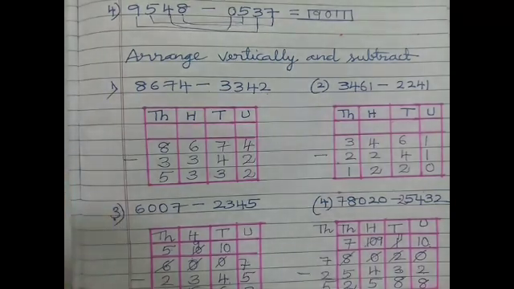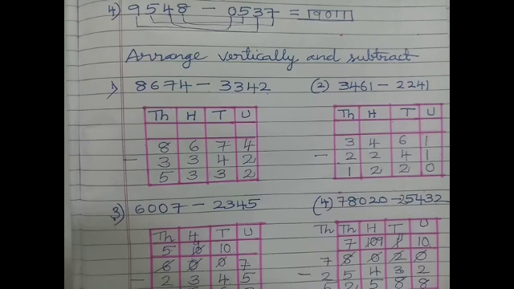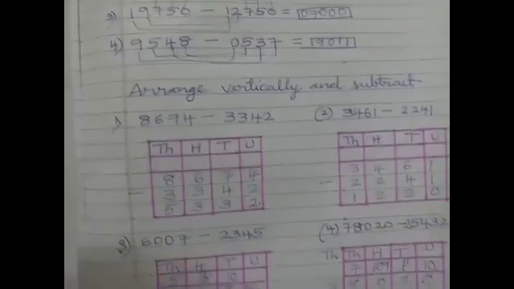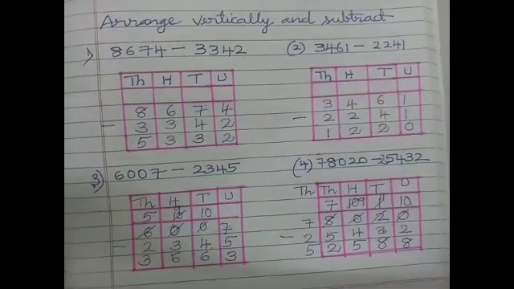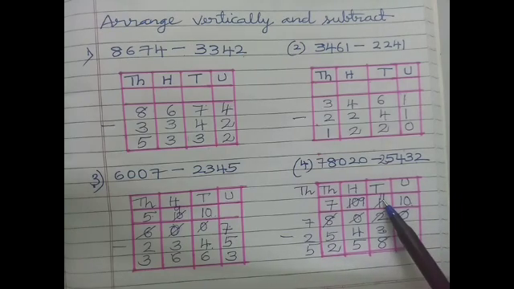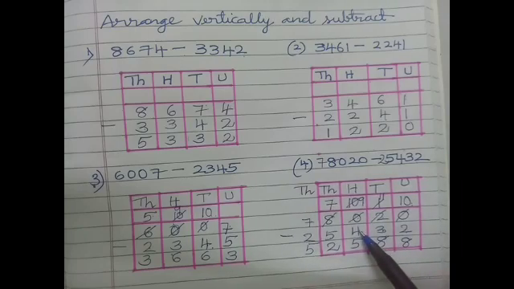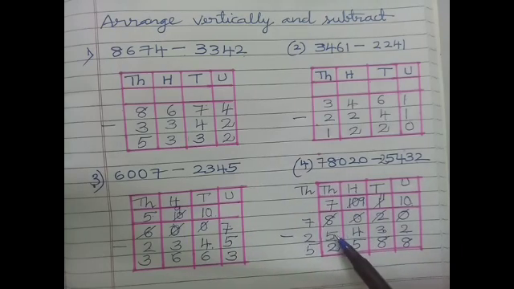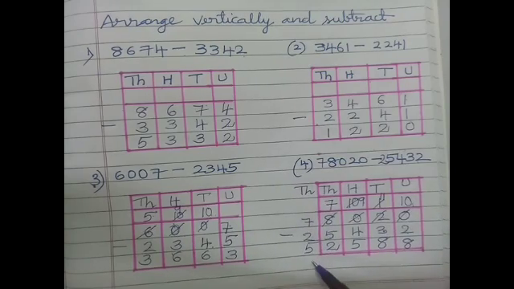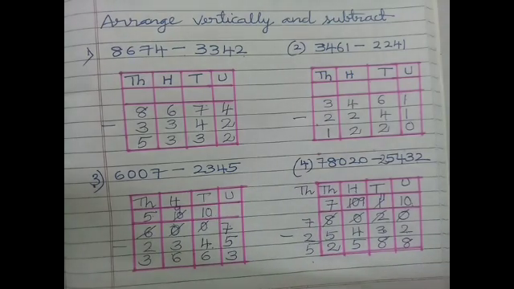So in this way, children, we are subtracting the numbers, 4-digit and also 5-digit numbers. So is that clear, children? So here it is, 10 minus 2 is 8, 11 minus 3 is 8, 9 minus 4 is 5, 7 minus 5 is 2, 7 minus 2 is 5. This is the borrowing method.